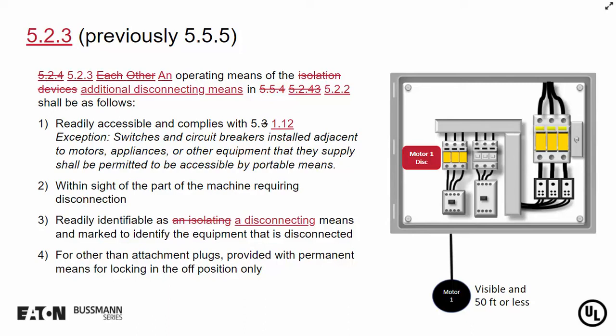So again, 5.2.3 was previously section 5.5.5, and it just gives some additional requirements for that additional disconnecting means. So what do we do here? Basically, in the first draft, we revised section 5.2.4 and the term each to other. In the second draft, the term other was revised to an for consistency.